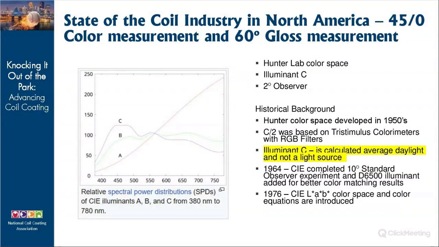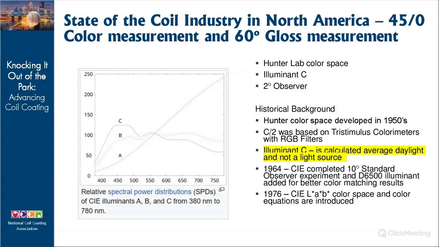A little bit further on that is the historical background. Tristimulus colorimeters were used in the very early days, and those were based on RGB filters that had a C2 response to them. Illuminant C is an average daylight. It's important to note here that there is no actual light source that is Illuminant C. So to do visual evaluations, you really can't get good correlation unless you're using something like D65.